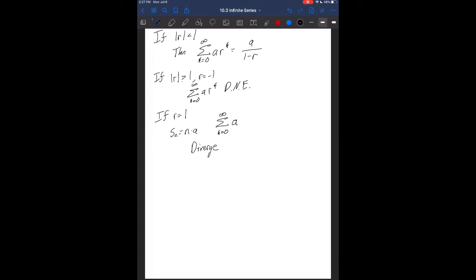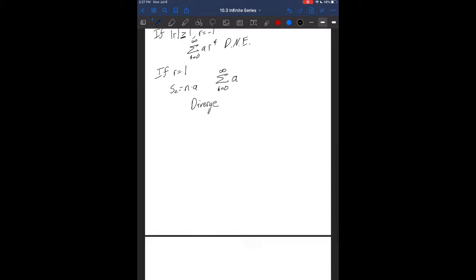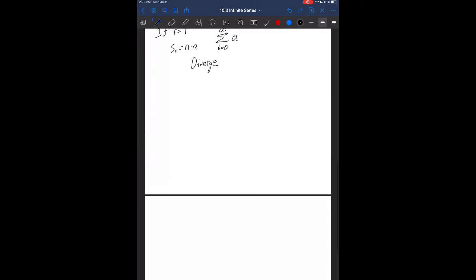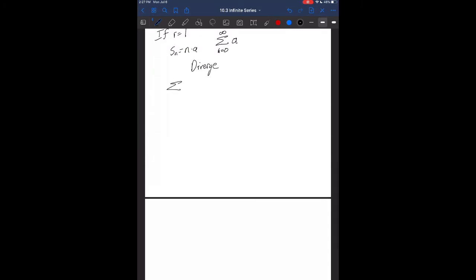And so we're actually left with the case where if my absolute value of r is greater than or equal to 1, my infinite series will not exist. It's going to diverge. Okay, so these are what are called the geometric sums, and it's a very nice instance because we know exactly what my series is going to be equal to. Okay, so let's just go through some examples right now.